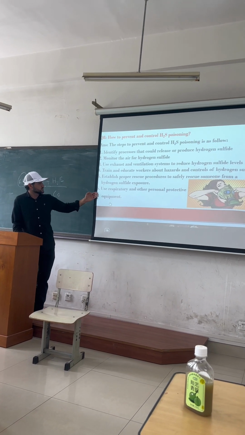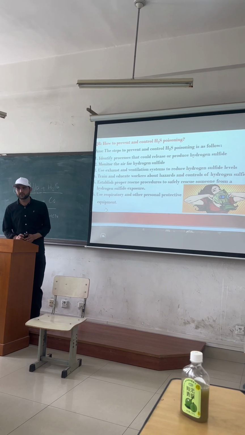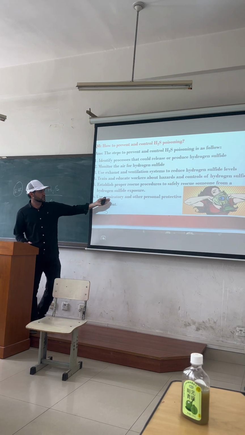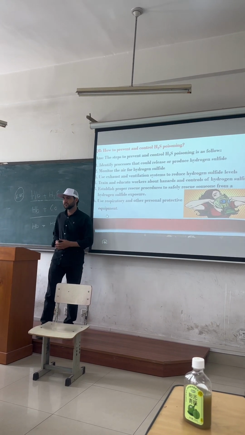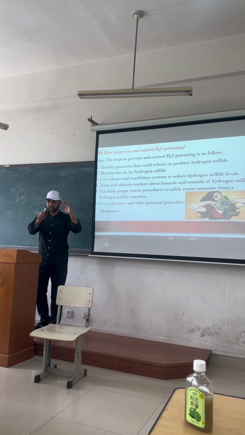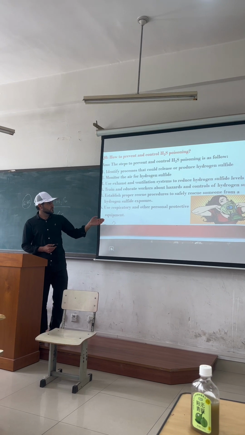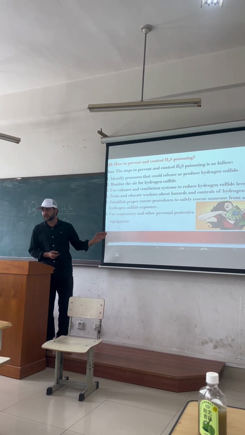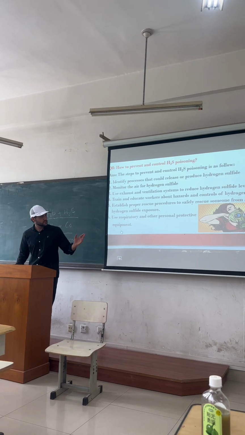And the sixth thing is to use respiratory and other personal protective equipment, for example oxygen masks and other personal protective equipment needed by every worker, or to make a rescue center, so that if anyone gets poisoned by hydrogen sulfide, he will be treated on time. And that's all about this.